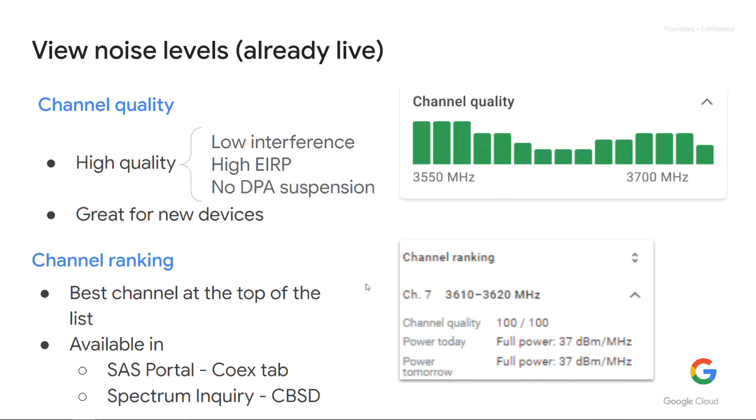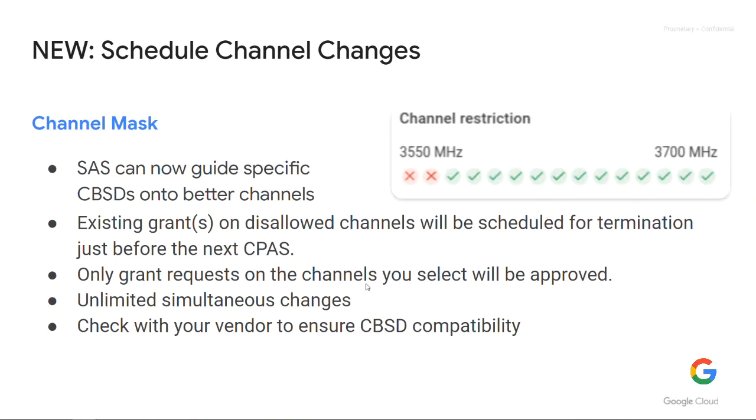And so those are currently available in Google SAS to everyone, and you can check that out in your portal login. But now we're adding 2 additional features to assist with your frequency choice. The first of these is called Scheduled Channel Changes. In addition to the powerful visualizations that you saw before, where we're calculating all that information about the channel quality and the channel ranking, here's a new way to help you eliminate interference. And the channel mask guides specific CBSDs onto better channels.